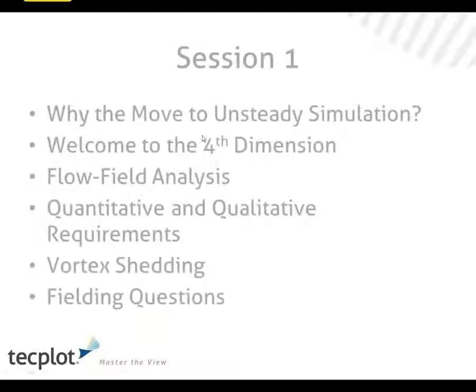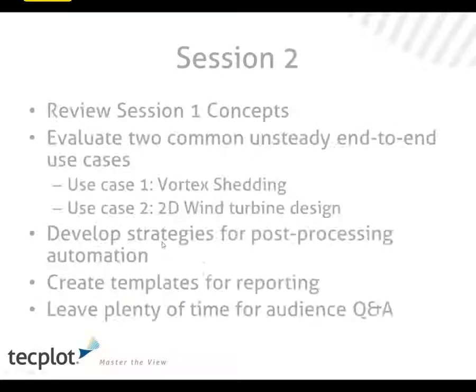So with that, let's just quickly review. In the first session, we talked about some of the qualitative and quantitative implications of moving from a steady state to an unsteady result set. And Scott, Emily, and I reviewed some of the things, including the differences between stream traces and streak lines. We talked about some of the quantitative analysis, including Fourier transforms, as well as how best to present the information if you're looking at vortex shedding or other turbulent events.